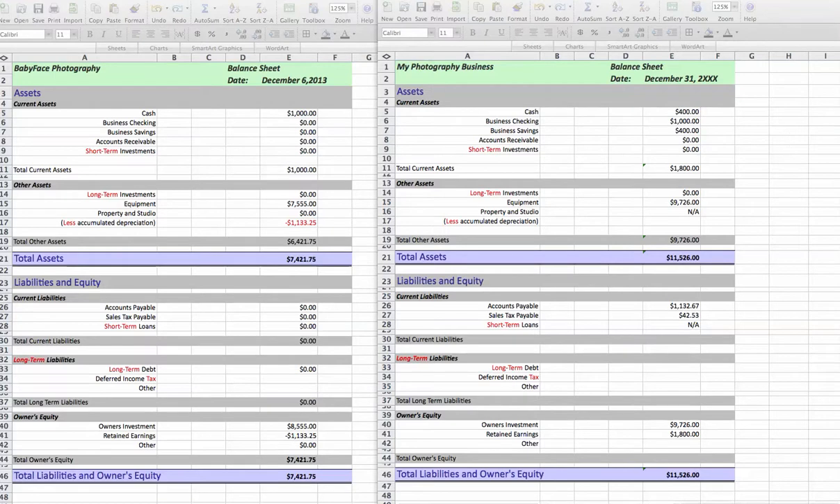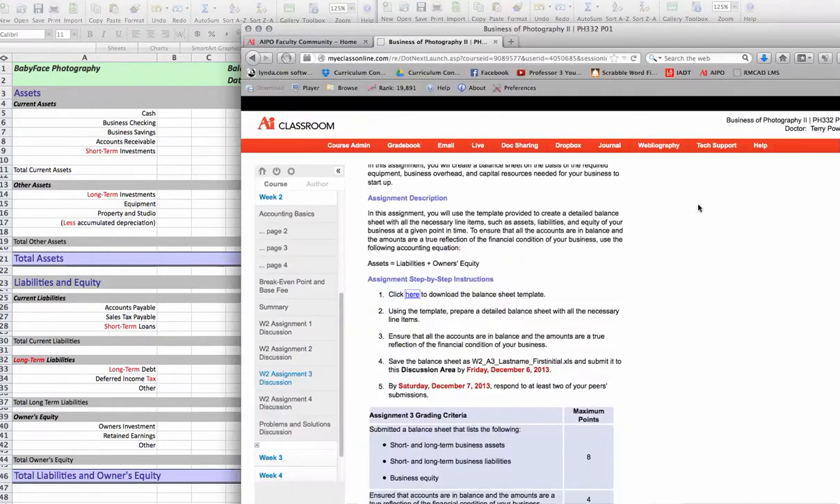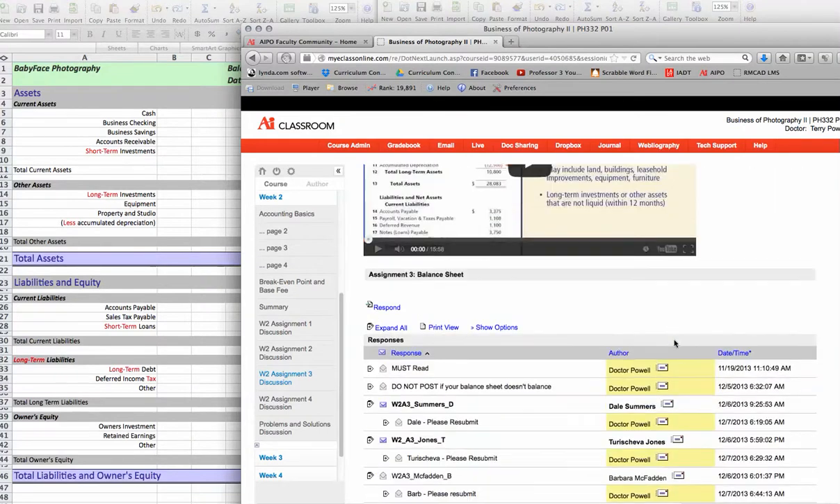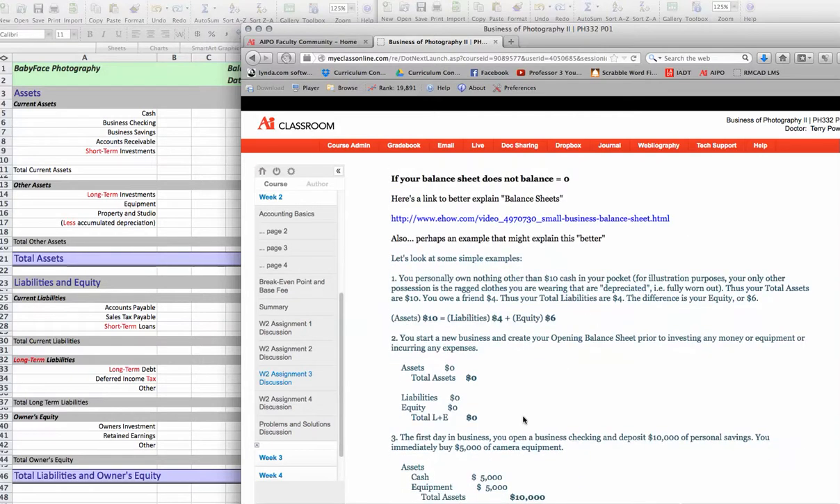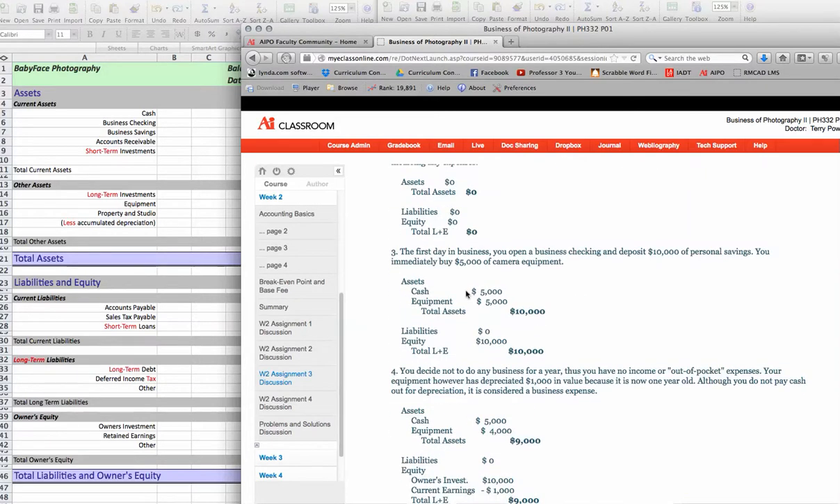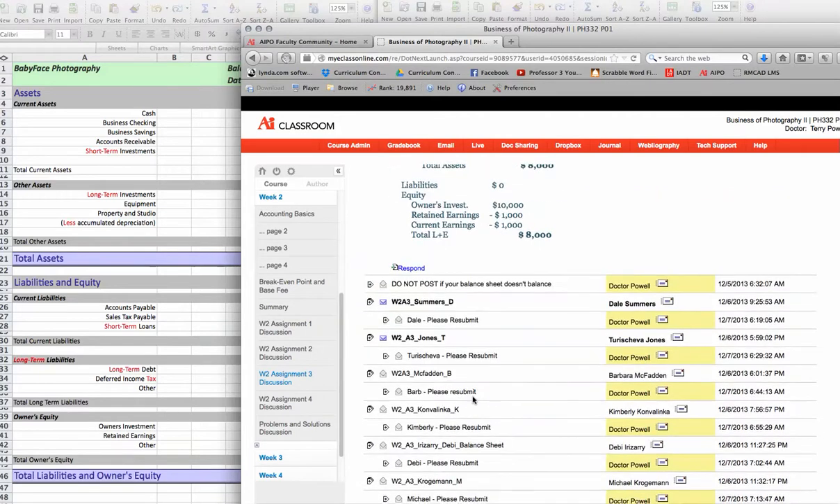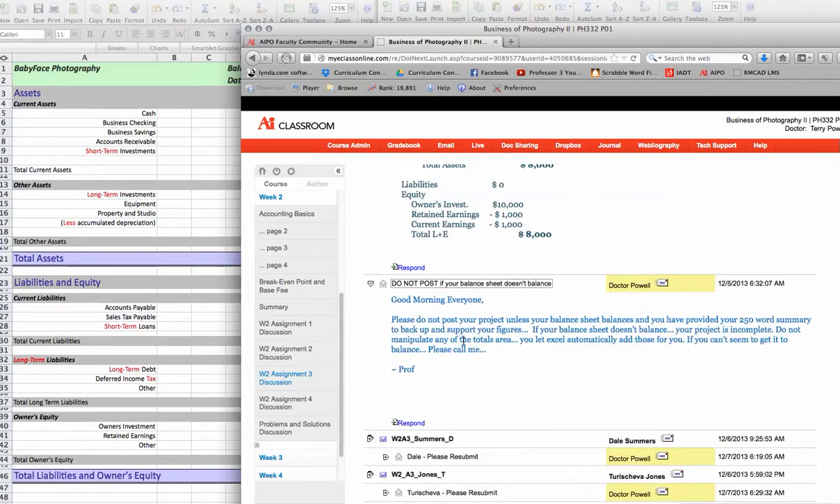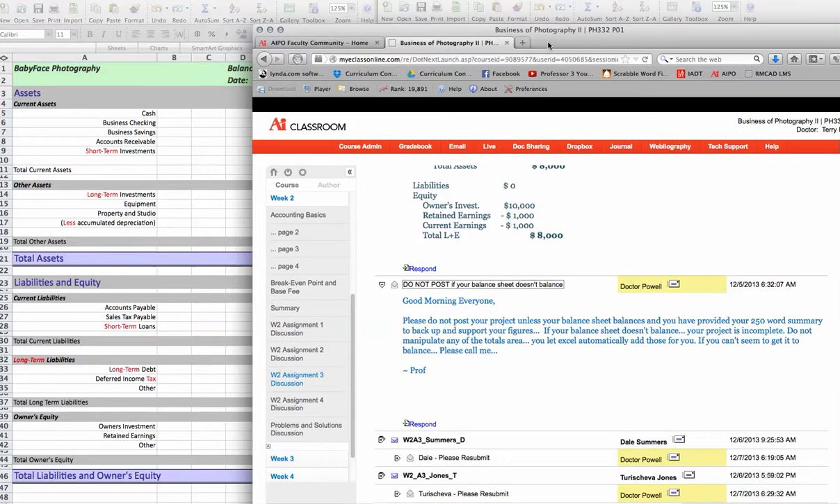I provided, under my initial response, a basic breakdown of what should be within each one of these sections. And I posted yesterday that if your balance sheet doesn't balance and you're having trouble, to give me a call and not to post, because it's not complete. Essentially, either your balance sheet balances or it doesn't. It's as simple as that, okay?